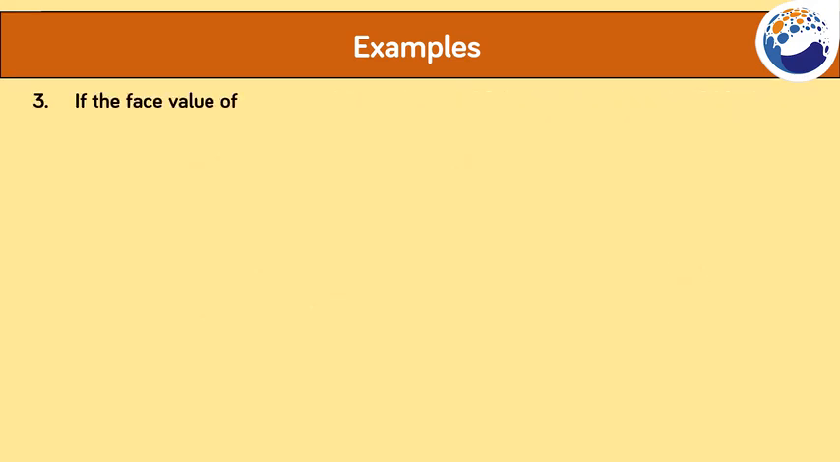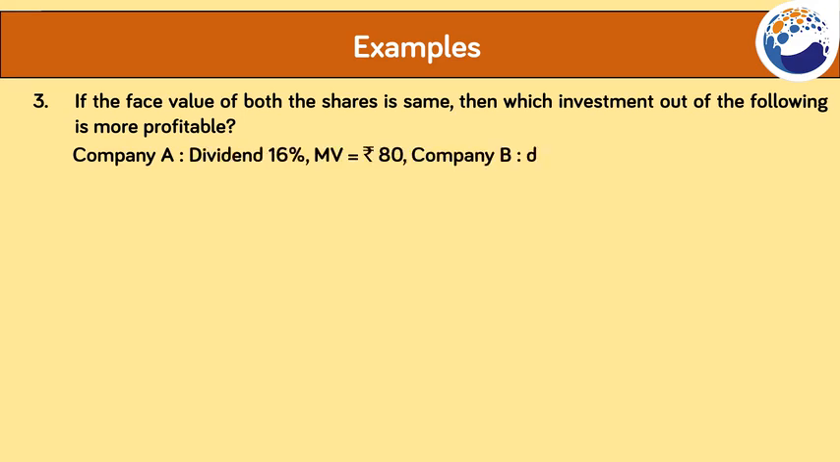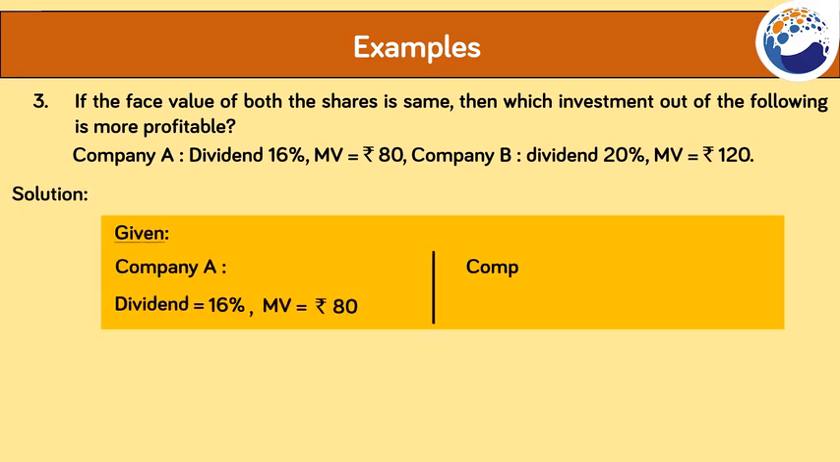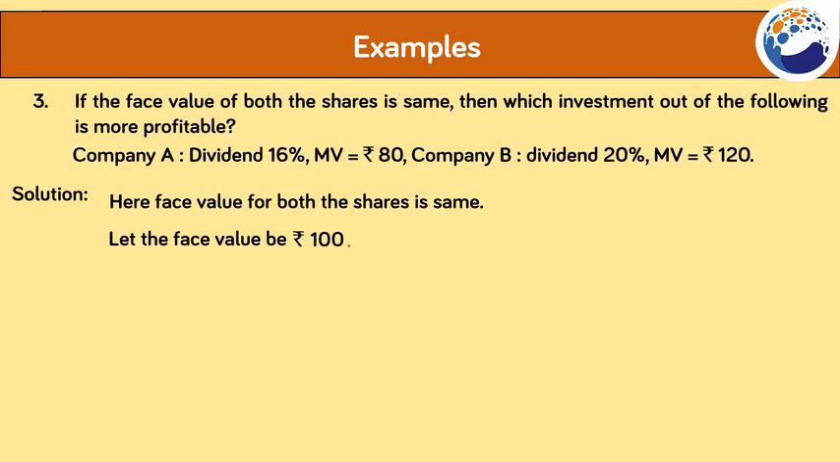3. If the face value of both the shares is same, then which investment out of the following is more profitable? Company A, dividend is equal to 16%, MV is equal to Rs 80. Company B, dividend is equal to 20%, MV is equal to Rs 120. To find profitable investment. Solution. Here, face value for both the shares is same. Let the face value be Rs 100.